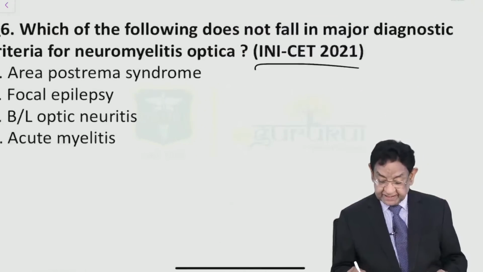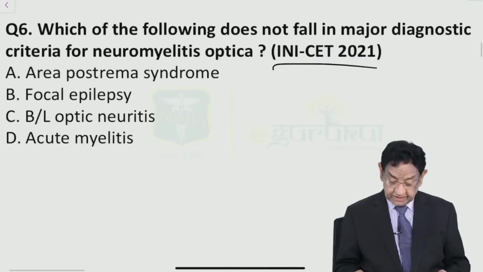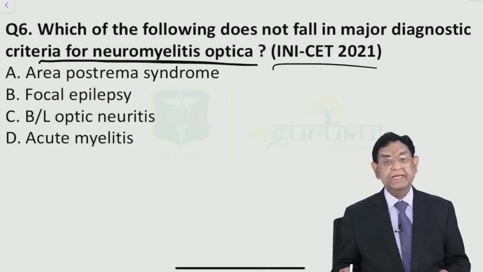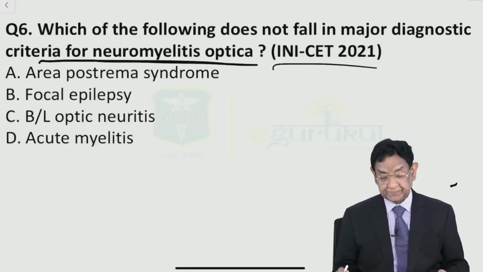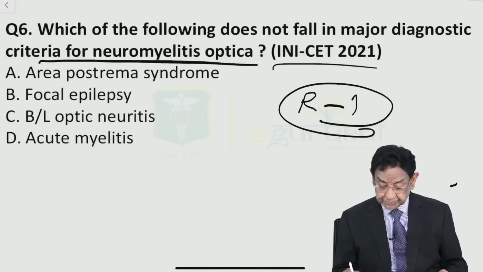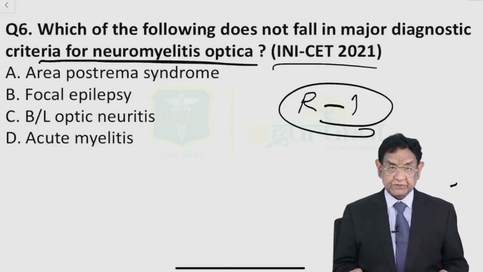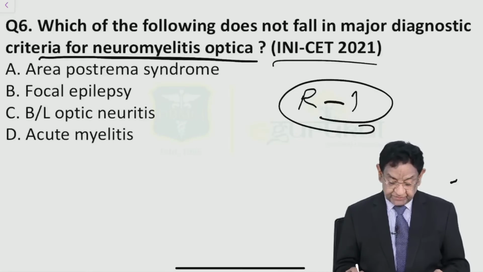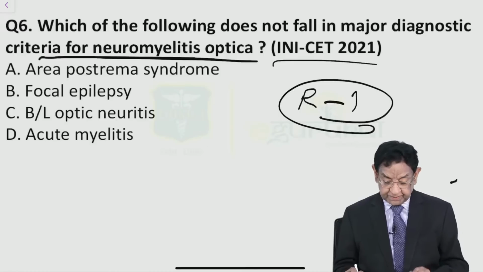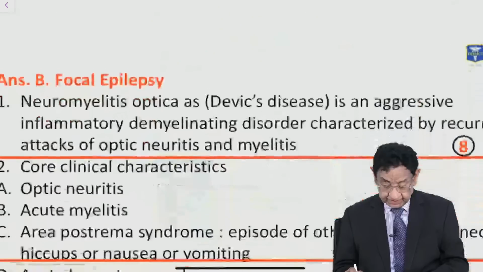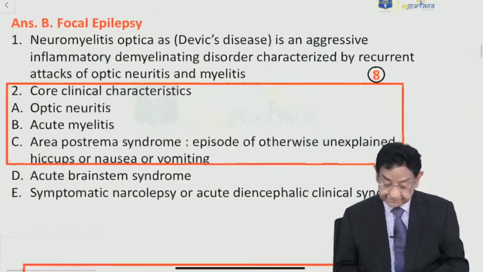Question number 6, again a latest INI CET exam question. Which of the following does not fall into diagnostic criteria for neuromyelitis optica? This is a rank number 1 question. Not known to 90% of students, they are not aware of this. Well, the options are in front of you: area postrema syndrome, focal epilepsy, bilateral optic neuritis and acute myelitis. Well, the right answer is focal epilepsy.